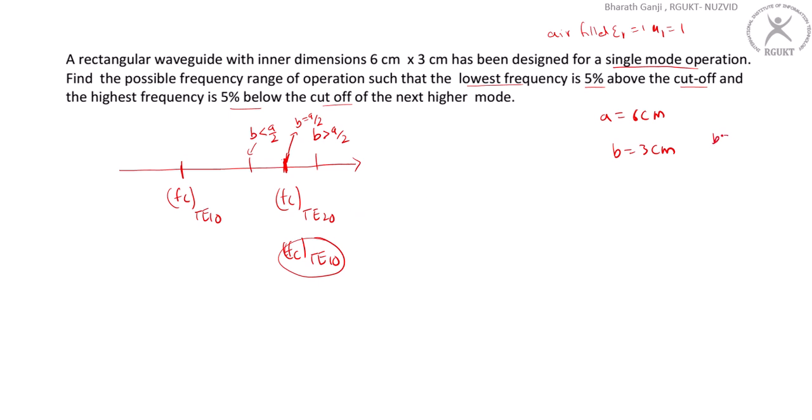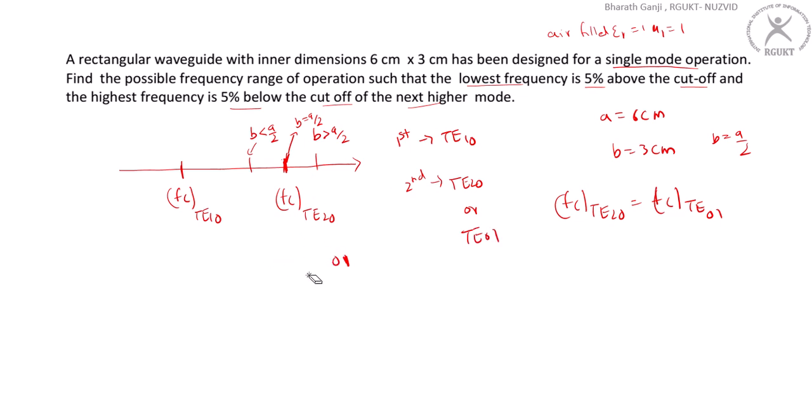So you can see here B is exactly equal to a by 2. So I can say that the cutoff frequency of TE20 mode will be equal to the cutoff frequency of TE01 mode. We will prove that it happens. The first mode is TE10 mode, and the next higher cutoff mode is either TE20 mode or TE01 mode. So let us find the cutoff frequencies of all these modes and see which mode will come after.